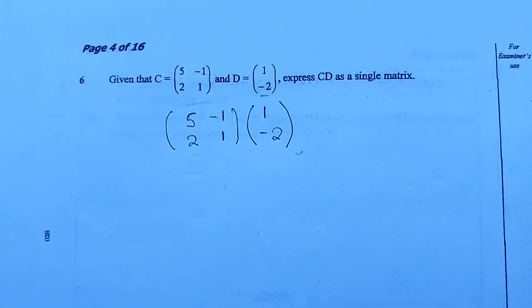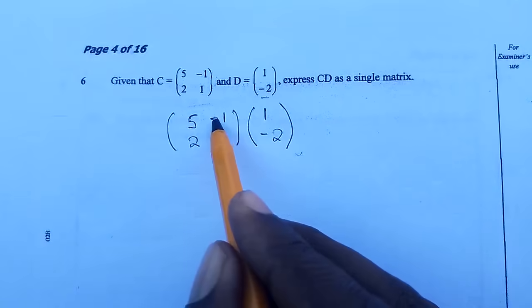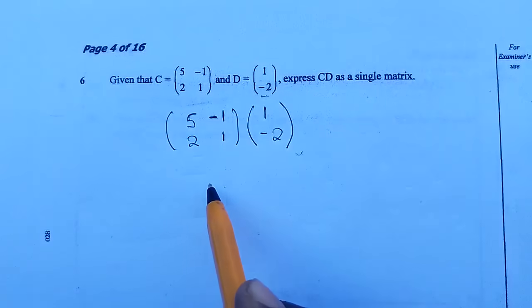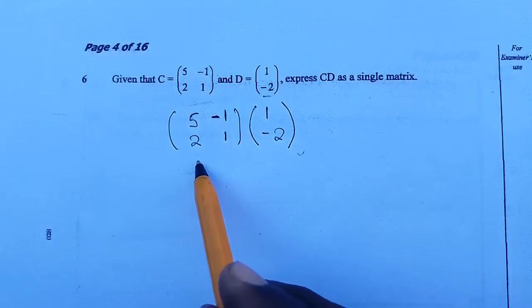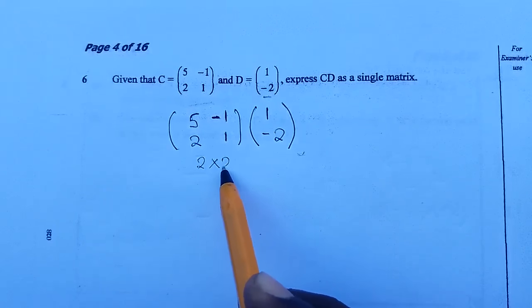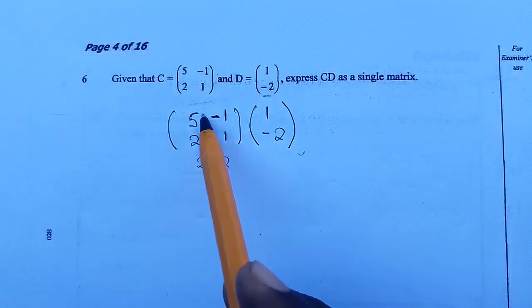So you start multiplying row by column. This is what we get to multiply, row by column. So the first thing you need to do, you get the order of this matrix. What is the order of this matrix? This is a what? This is a 2 by 2. How many rows are here? 1, 2. How many columns are here?